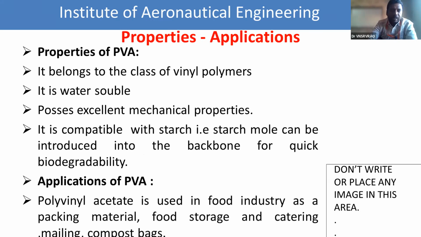Now tell me, what are the properties of polyvinyl acetate? It belongs to vinyl polymers. It possesses excellent mechanical properties. It's water soluble. And it is compatible with starch. That means the starch moiety is introduced into the backbone of the polyvinyl acetate for quick biodegradability. And what are the applications of polyvinyl acetate? It is used in the food industry for packing food and catering.